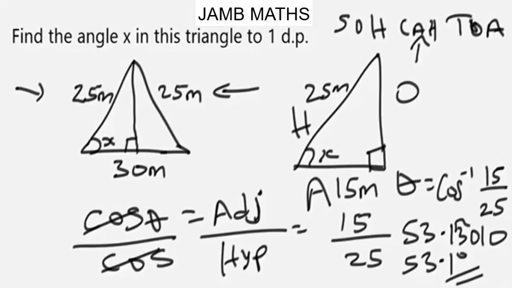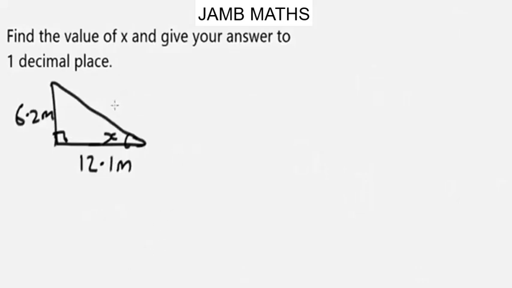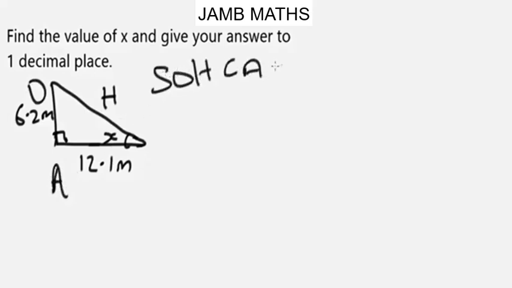Okay, so let's wipe this. Okay, guys, now look at this question. It says find the value of x and give your answer to one decimal place. Alright, now feel free to pause this video and see if you can attempt this very simple question. Okay, let's do it together now. Let's label the parts. So this is our hypotenuse, this is the opposite, this is the adjacent. All right, in this question we have the opposite and the adjacent. That means we are going to work with tan.